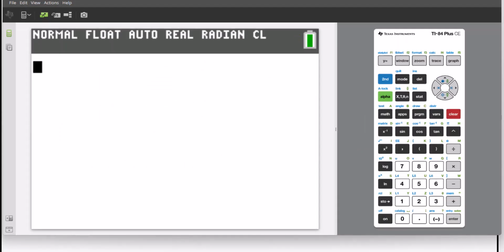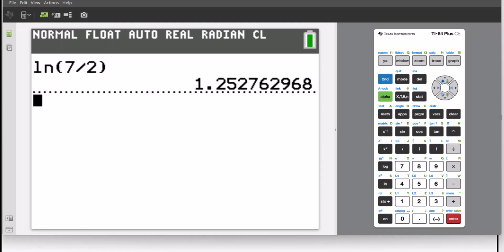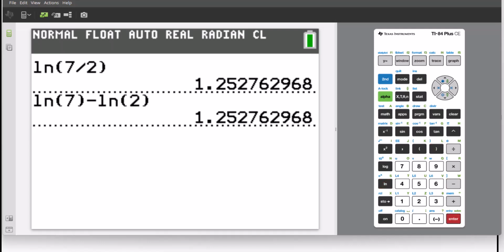So let's type in ln of 7 over 2. So ln is the key right next to 4. So this time I don't need to click any second keys first. I just type in ln and then 7 divided by 2. Don't forget to close the parentheses. So you see it says 1.2527. Or if I had typed in ln of 7 minus ln of 2 with appropriate closing parentheses at every point, then you see the answer is the same.